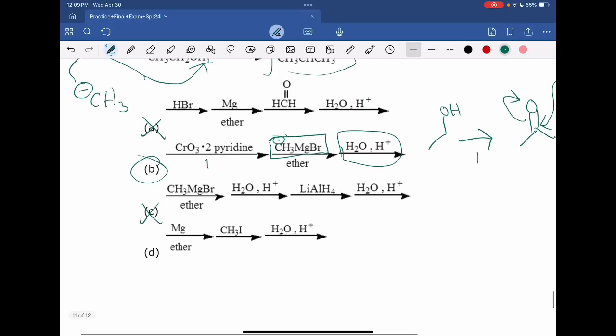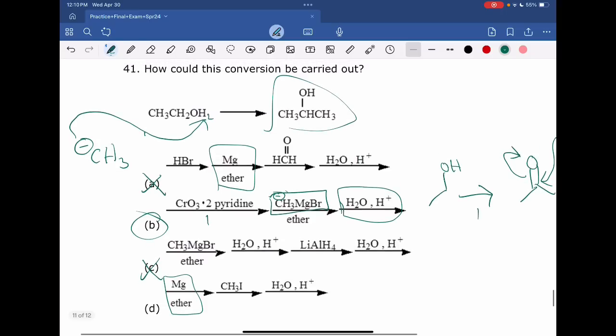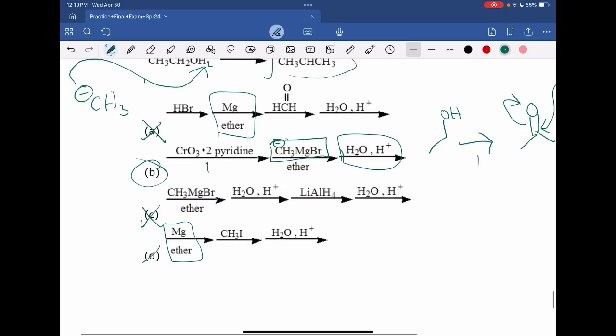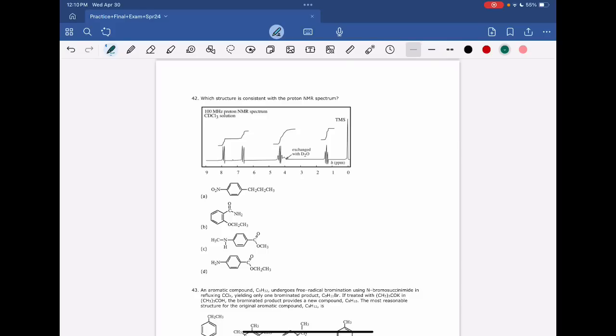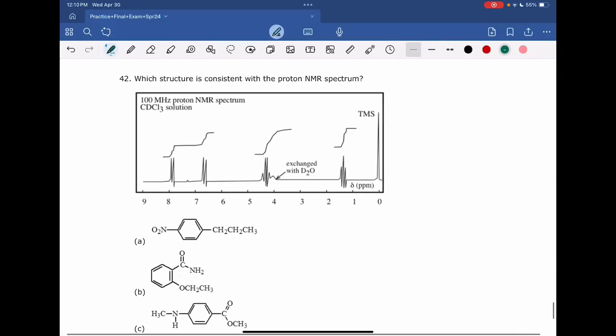And then D makes even less sense. We saw the same thing in A. You can't make a Grignard out of an alcohol, so it's wrong. Okay, so this is the last page. We're almost done.